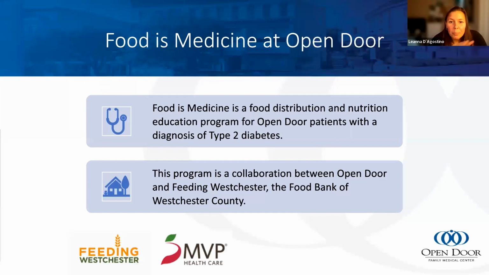Green Thumb is the umbrella program under which Food is Medicine operates, and Green Thumb is offered more broadly to patients with chronic conditions and food insecurity, while Food is Medicine is now offered specifically to patients with type 2 diabetes. Next slide, please.